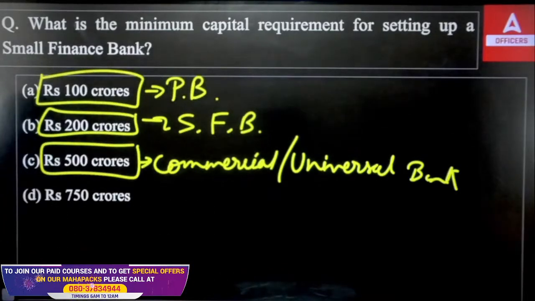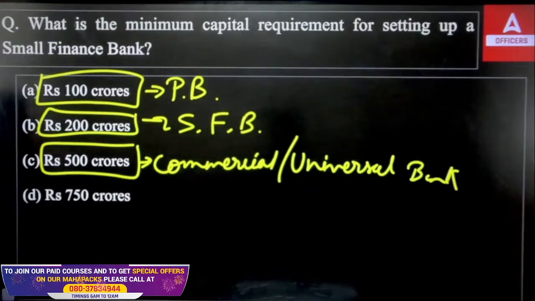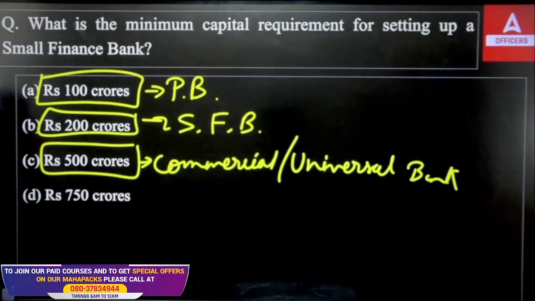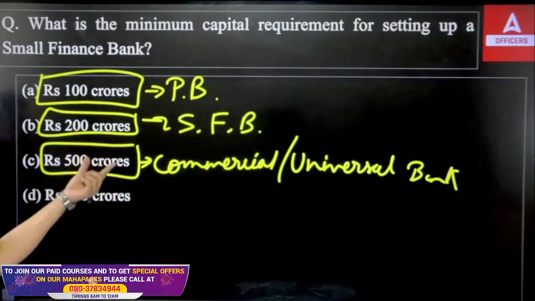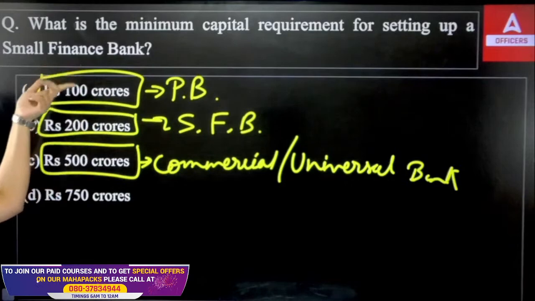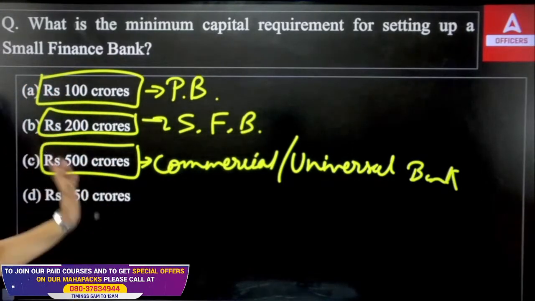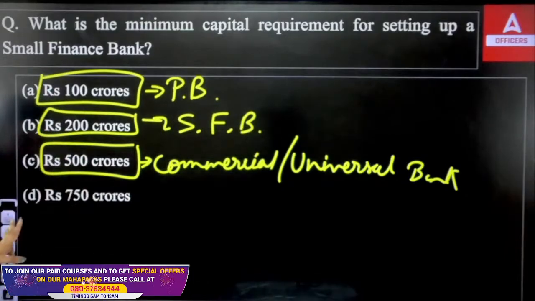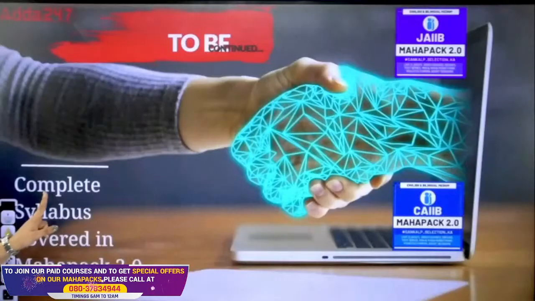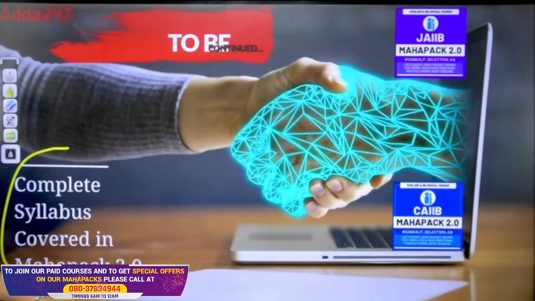So when the small finance bank was introduced along with the payment bank, it used to have the initial capital 100 crore like the payment bank have right now. But its initial capital has been increased by RBI, now it is 200 crore. So payment bank 100 crore, small finance bank 200 crore, commercial bank or universal bank 500 crore. So do remember all these three. Okay, so right answer will be your B option. So this is how we have discussed about the Indian banking structure in your Indian economy and Indian financial systems chapter.